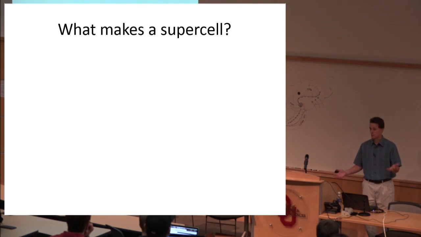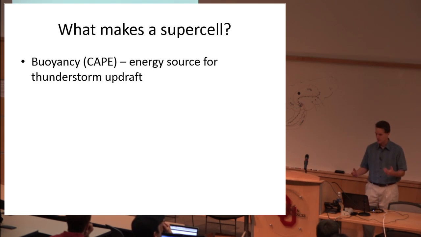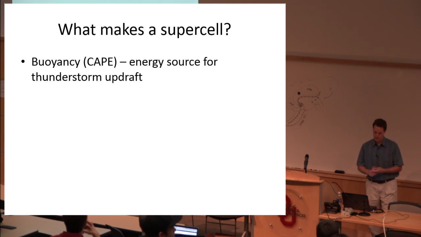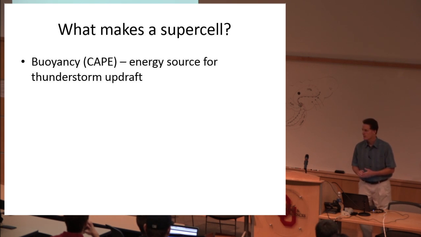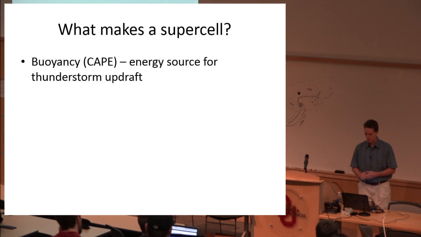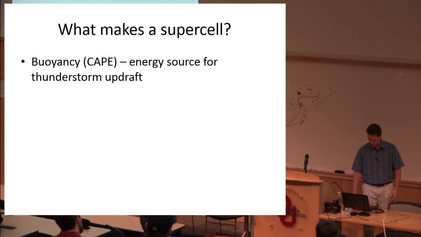Okay, so what makes a supercell? This is the crux of the matter: what does it take to get a supercell thunderstorm? Well, we talked about deep convection before, and in this case, the energy source for the updraft is CAPE, convective available potential energy. It's the energy released through the latent heat of condensation. So we condense water vapor, we release heat. That ends up being the source for the thunderstorm updraft. Okay, so we know CAPE is involved. We have to have some measure of buoyancy.